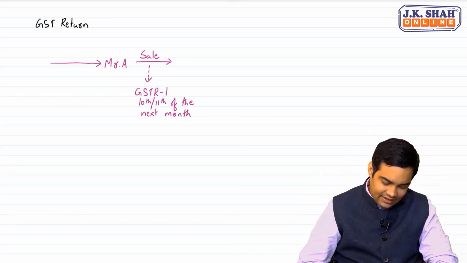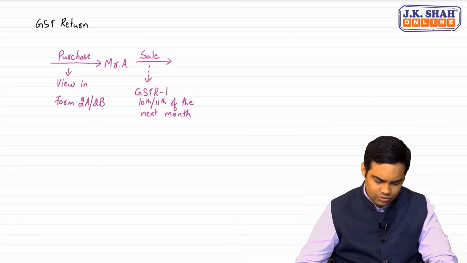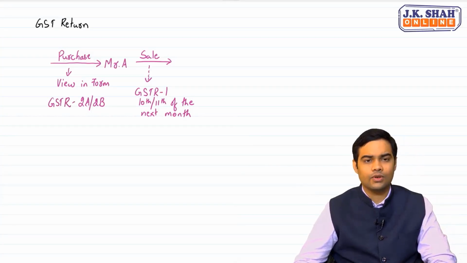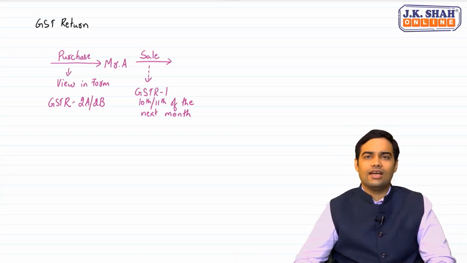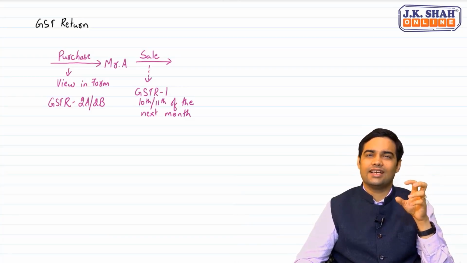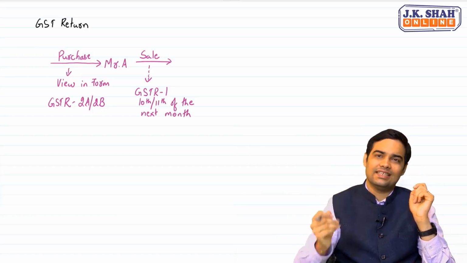Then, all his purchases, he can view in a form GSTR 2A/2B. I will come to GSTR 2B after some time, but this is a viewing form. This is not a return which you are required to file. Just because it says GST return, it does not mean you are going to file this. This is available if your suppliers have provided the invoice correctly, then it will be reflected in your GSTR 2A/2B.